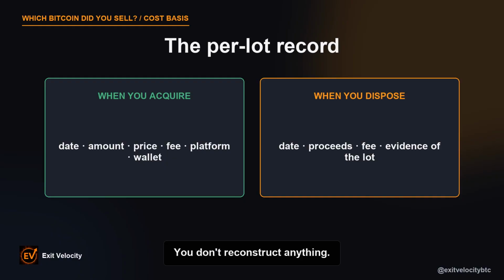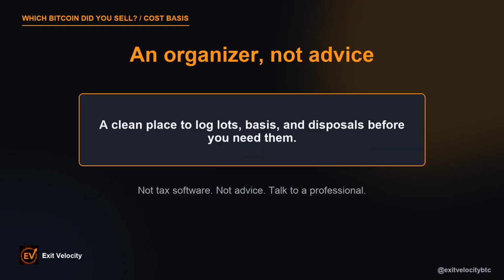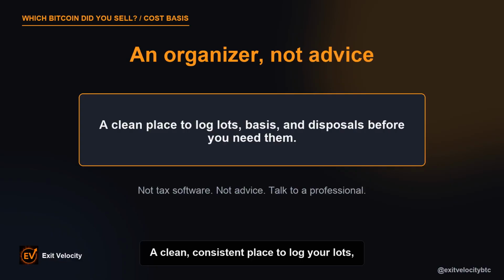You don't reconstruct anything. You don't guess. You don't pay the lazy FIFO tax just because you couldn't prove otherwise. The work is small and boring when you do it as you go, and brutal when you save it all for the end. That layer, the boring records layer, is exactly what our tools are built to organize. A clean, consistent place to log your lots, your basis, and your disposals, so the paper trail simply exists before the moment you need it, instead of being something you scramble to rebuild under a deadline.